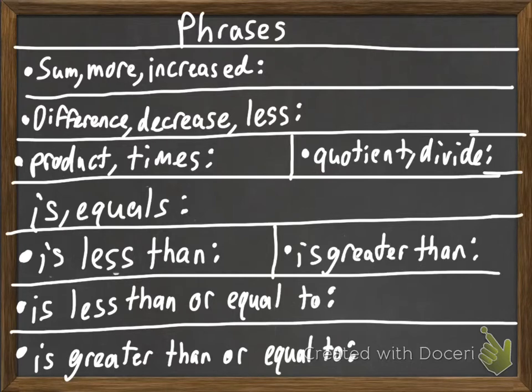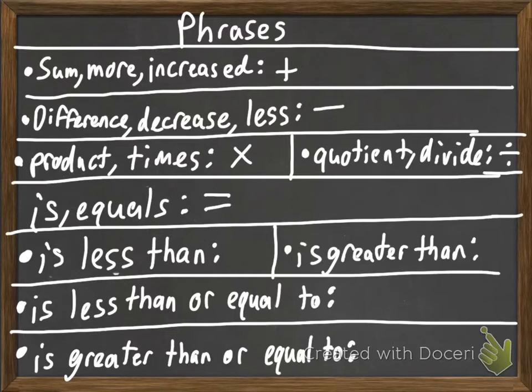Alright, start with sum, more, or increased. That is addition, that's plus. Difference, decreases, or less is a minus sign, you're subtracting. Product or times is multiplication. Quotient, divide is division. It had divide in it, that was kind of a giveaway. Is equals, another giveaway with the equals, it's an equal sign.